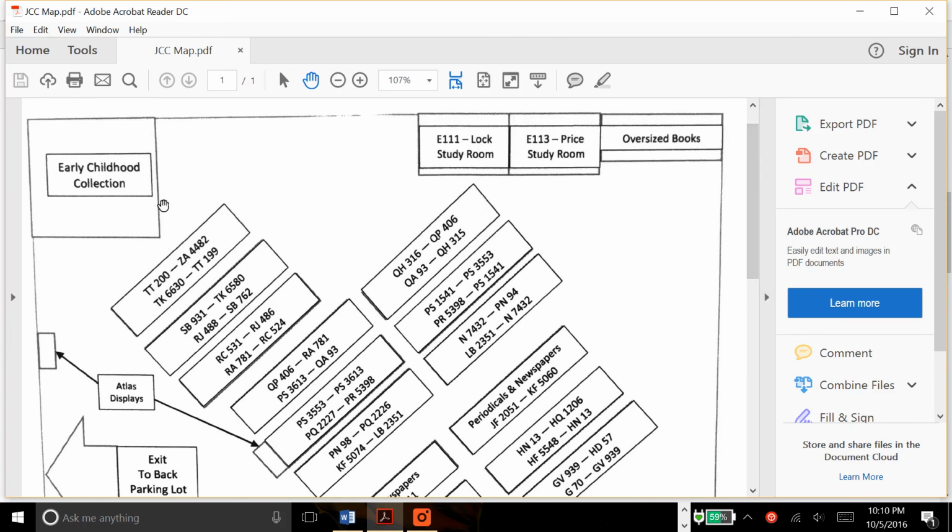And of course the children's room in the back corner, followed by more study rooms and the oversized books over here. So if you're looking for a book and it says oversized in the call number, that just means it's a little too big to fit on the shelf and it's going to be located back here.